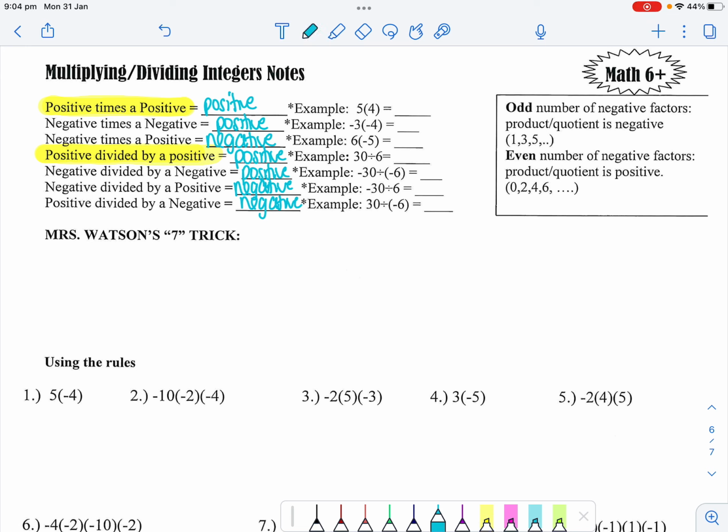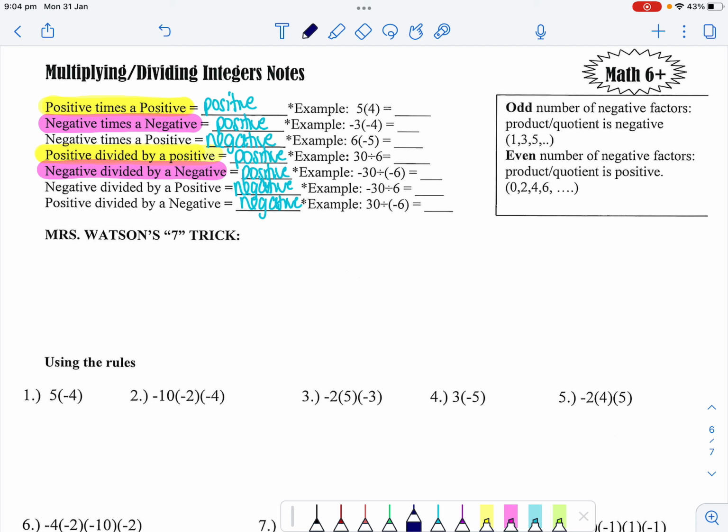But now we're adding this idea of a negative times a negative or divided, right? Negative divided by negative. And then we've got positives and negatives together. So positive divided by negative, negative divided by positive, positive times negative, negative times positive. So a negative times a negative and a negative divided by a negative are both going to come out positive. So if I have two negatives, they become a positive. If I have opposite signs, so a negative times a positive or a positive times a negative, those answers are going to come back out negative.